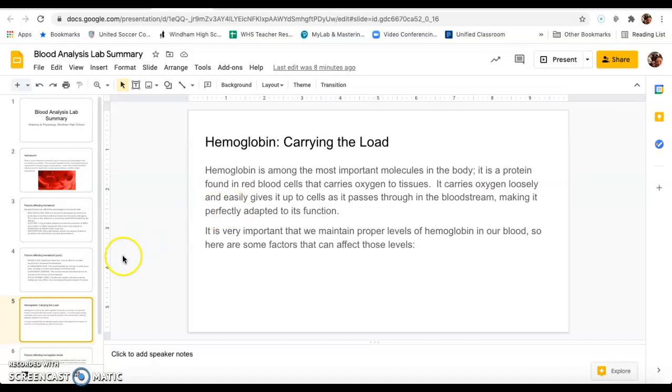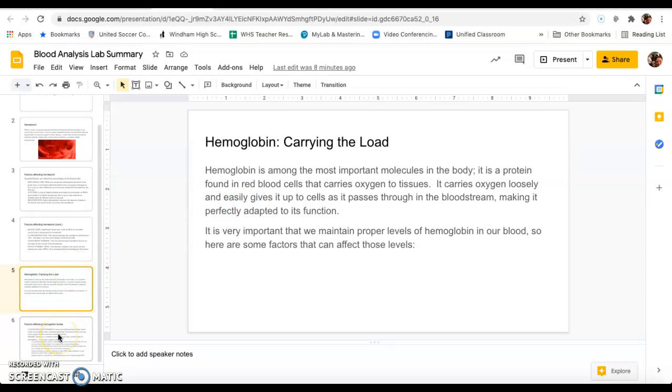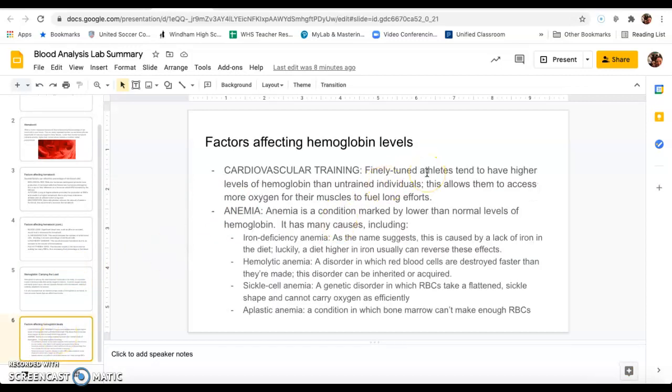So, just to jump right into some of the factors that affect those levels. Those same athletes that are currently training for the Olympics, or the soccer players that are currently training for the European Championships, those finely tuned athletes, because they have trained their heart and their entire cardiovascular system, and because their kidneys secrete more of this EPO hormone to produce more red blood cells in response to the increased load, they tend to have higher levels of hemoglobin than untrained individuals. And of course, that allows them to access more oxygen for their muscles to fuel long efforts.